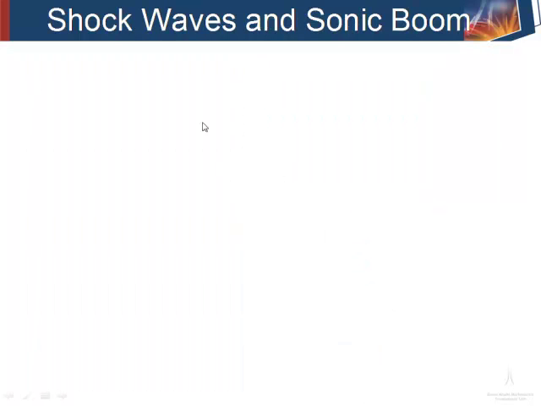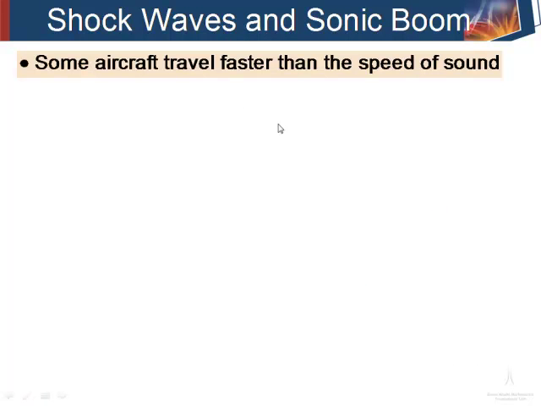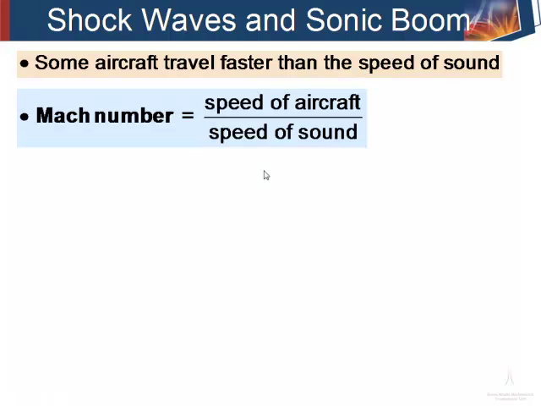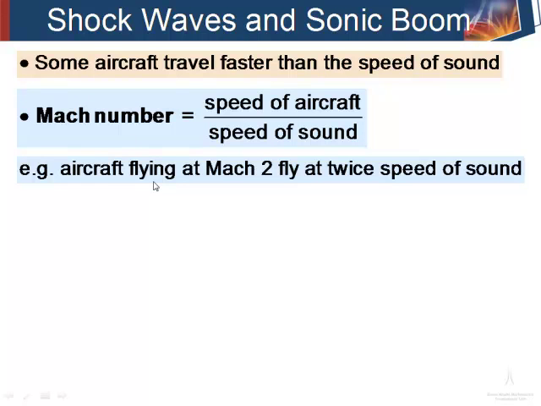Our last concept in this lesson is the concept of shock waves and sonic boom. Now, very often some aircraft like fighter jets or space shuttles travel at a speed faster than the speed of sound. When you divide the speed of the aircraft by the speed of sound, you get what we call the Mach number. For example, an aircraft flying at Mach 2 is flying at twice the speed of sound.